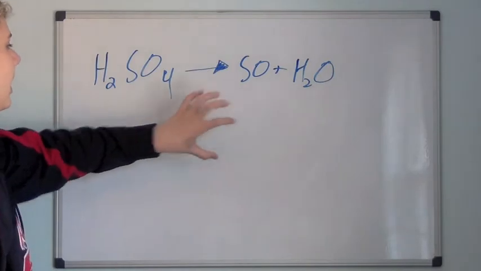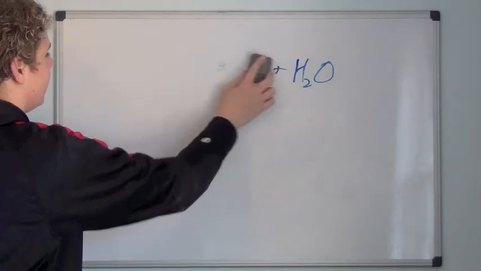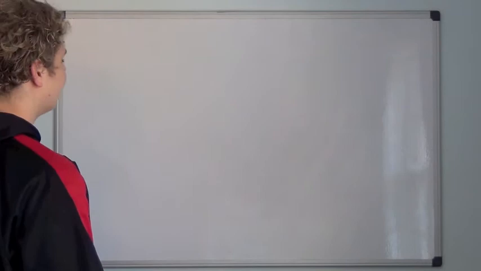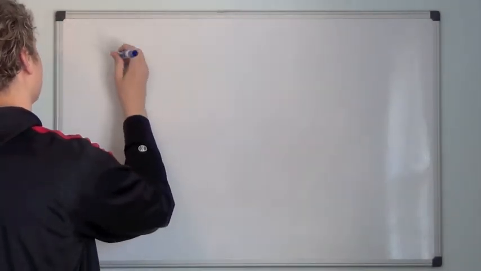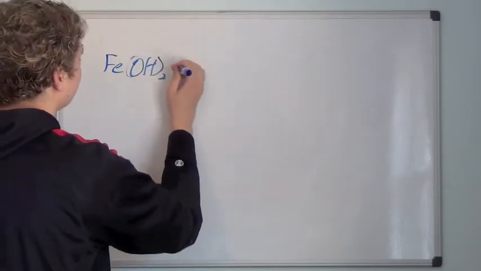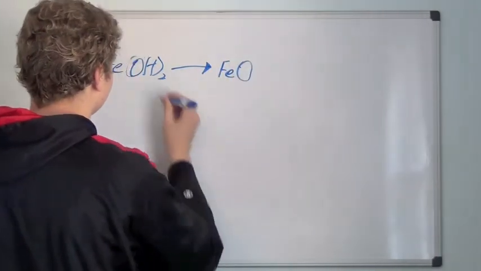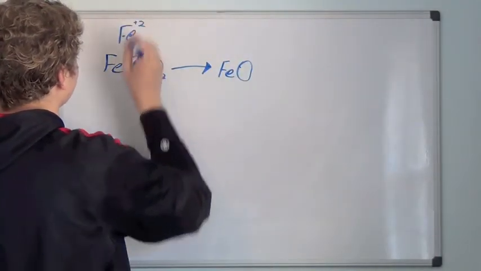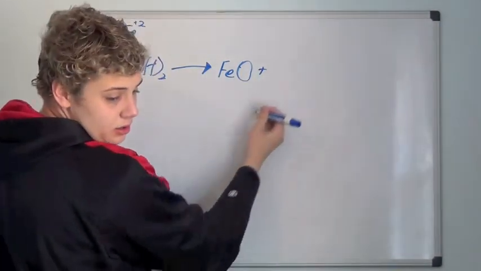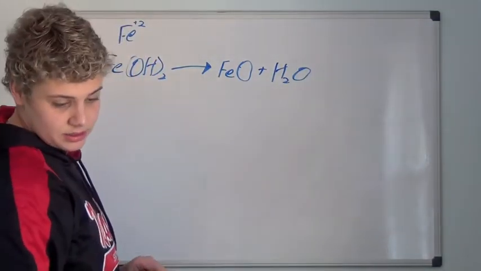So, yeah. And then a base, which would be, let's go, iron hydroxide, so Fe(OH)2 will always form a metallic oxide, so FeO, because I'm using Fe2+, so we'll form iron oxide plus water, H2O. And that's how bases work.